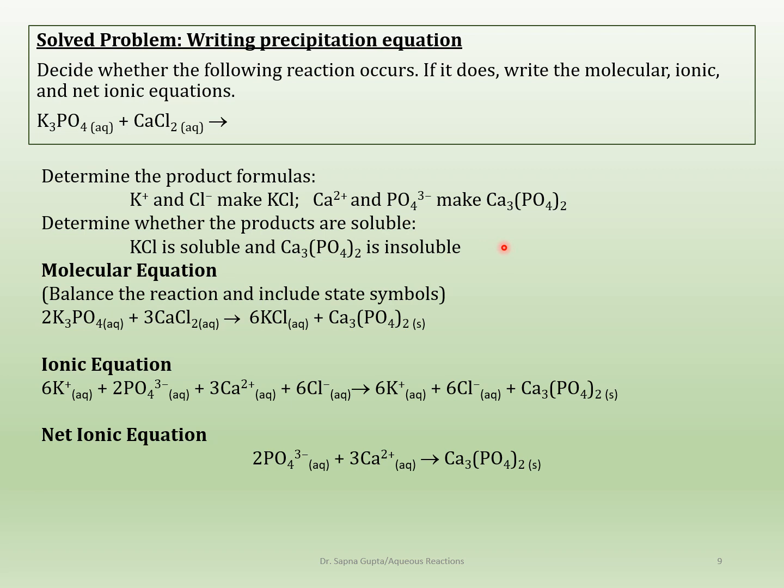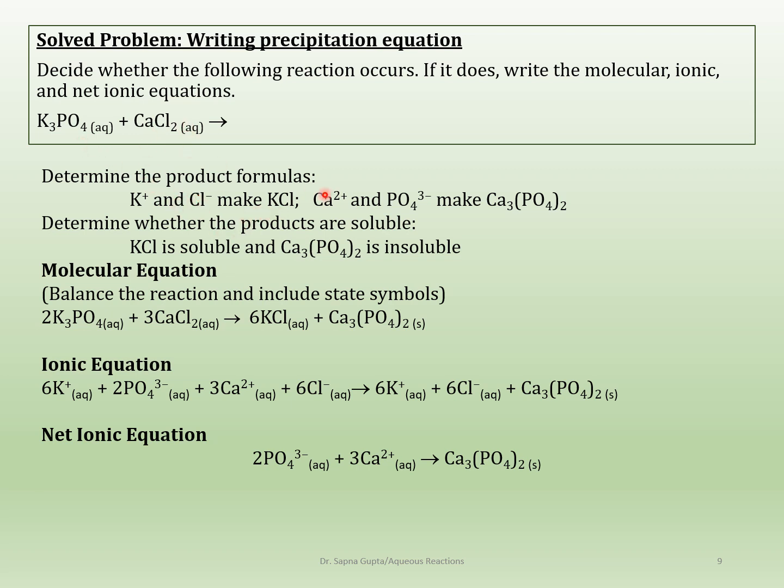First write the products, and actually that's really what I'm saying over here: you identify the K plus and the cation and the anion. So you have the cation of one and the anion of another, and then you make the product.